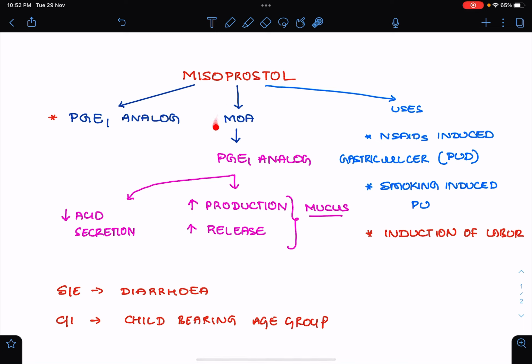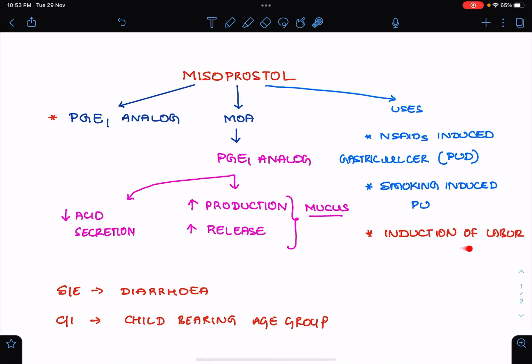So just to summarize, misoprostol is a prostaglandin E1 analog. The mechanism of action of misoprostol, being a prostaglandin E1 analog, is that it is going to increase the production as well as the release of the mucus, and simultaneously it is going to decrease the acid secretion. So where do we use it? Since it is decreasing acid secretion, we can use it in case of NSAIDs induced peptic ulcers, smoking induced peptic ulcer. It is a specific drug, but the drug of choice will be the proton pump inhibitors.